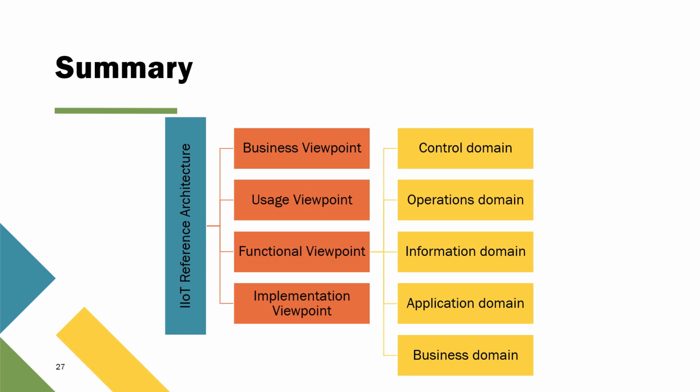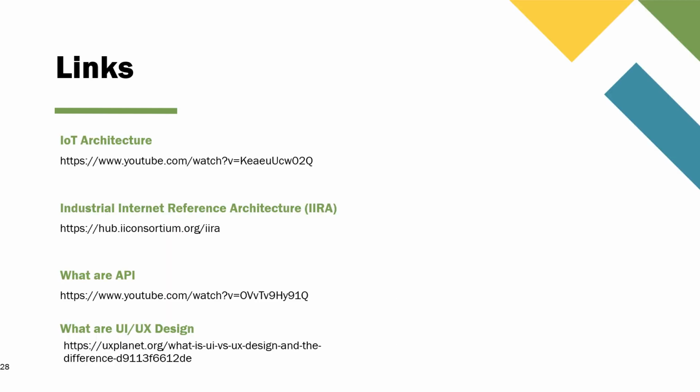So here is the summary for the IoT reference architecture. We see there are four types of viewpoints, which are the business viewpoint, usage viewpoint, functional viewpoint, and implementation viewpoint. Under the functional viewpoint, it is divided into five domains, which are control, operations, information, application, and business domain. To understand more about this IoT architecture, I put the video link over here. Please look into the video, where the information is described in better words so that it is easier for you to understand.